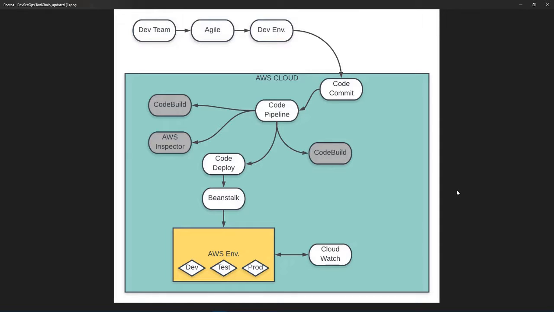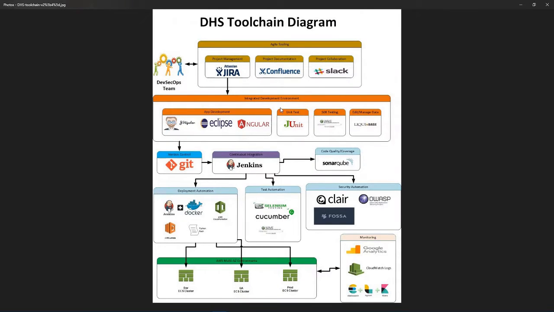CodePipeline is a fully managed delivery service that helps us automate our release pipeline. CodePipeline automates the build, test, and deploy phases of our release process every time there's a code change, based on the release model we define. CodePipeline is an AWS CI/CD engine that will take the place of Jenkins.